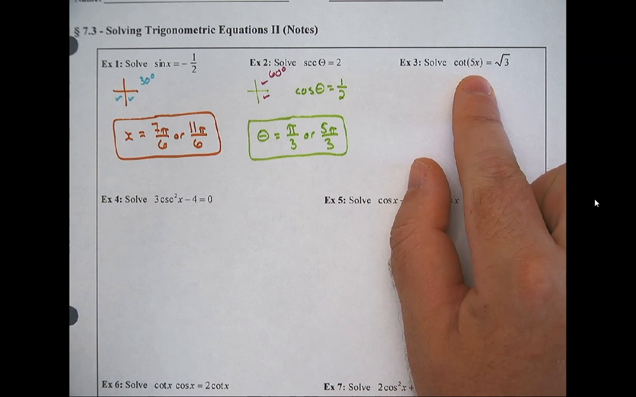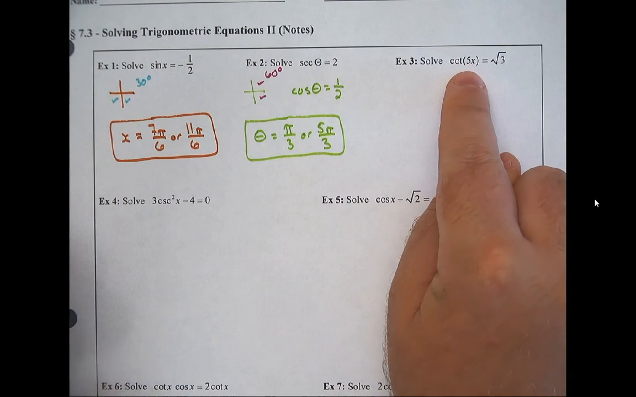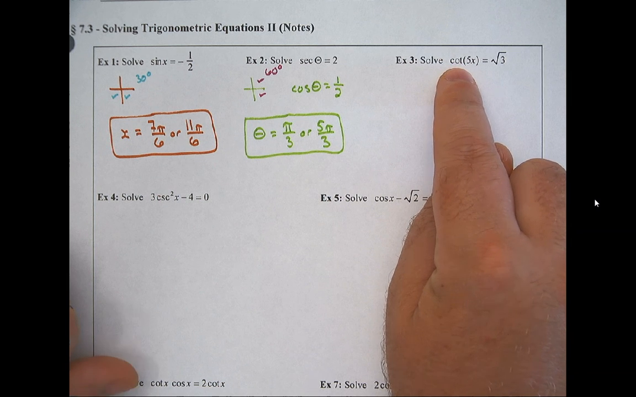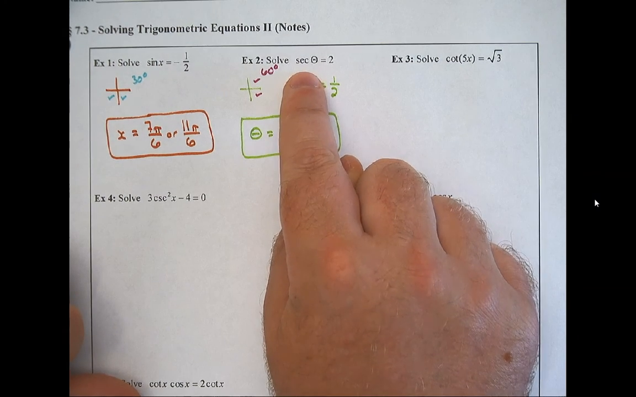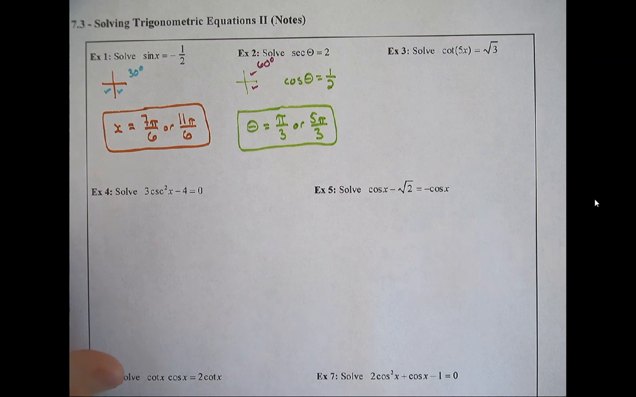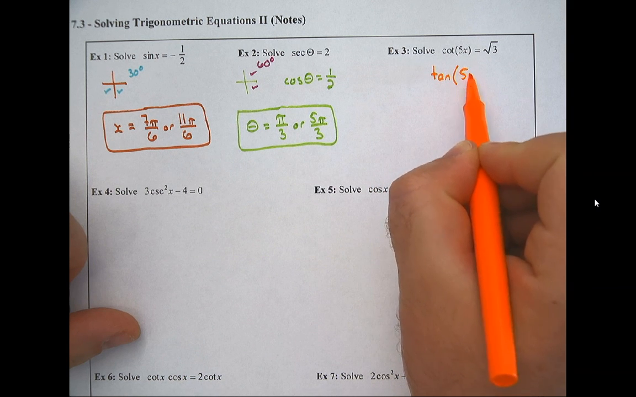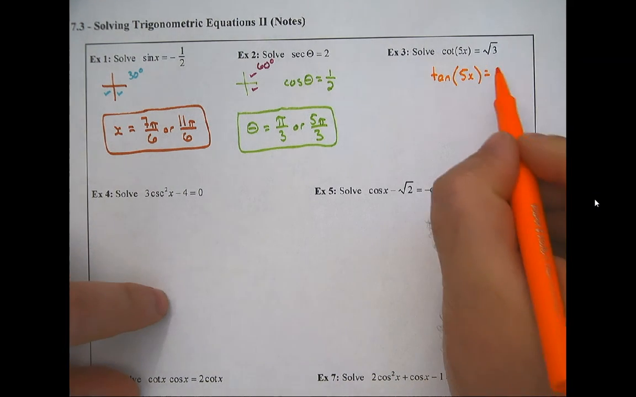Example 3, cotangent of 5x equals the square root of 3. So look, whenever you're solving, you're always trying to take care of what's farthest away from x first. So this 5 is going to come into play, but I've got some work to do first. I've got to take care of the cotangent first. And just like we did with secant, when I've got one of the reciprocal trigs, the first thing I do is reciprocal them. Now look, when I reciprocal cotangent, that becomes tangent. I don't reciprocal the 5x because the 5x is inside of the function. It's not something that's going to get reciprocaled. The function cotangent gets reciprocaled into tangent.